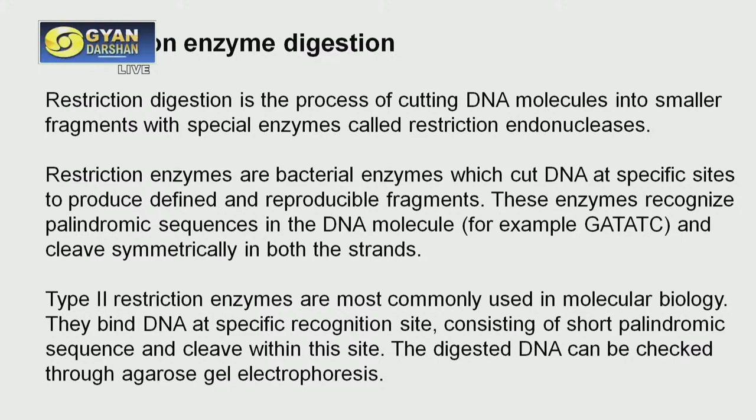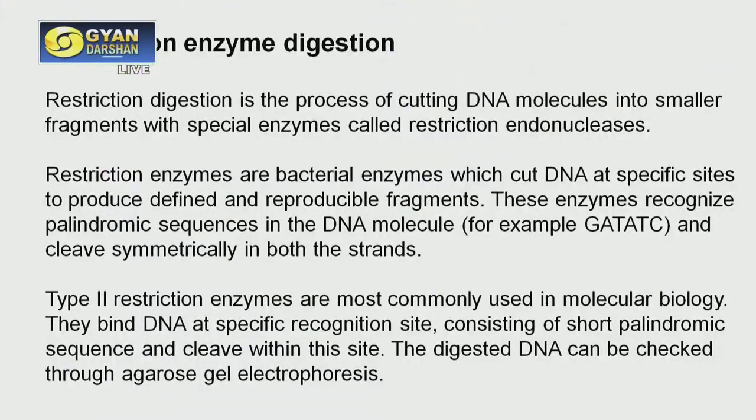Restriction digestion is the process of cutting DNA molecules into smaller fragments with special enzymes called restriction endonucleases. These are actually bacterial enzymes which cut DNA at specific sites to produce defined and reproducible fragments. Most of the restriction enzymes that we use in molecular biology belong to type 2. There are different groups of restriction enzymes which you will probably study in your genetics and animal biotechnology course of your MSc Zoology program. Since we are discussing the practical part here, we will not elaborate too much on the theory. Rather, we will learn how to cut the DNA.